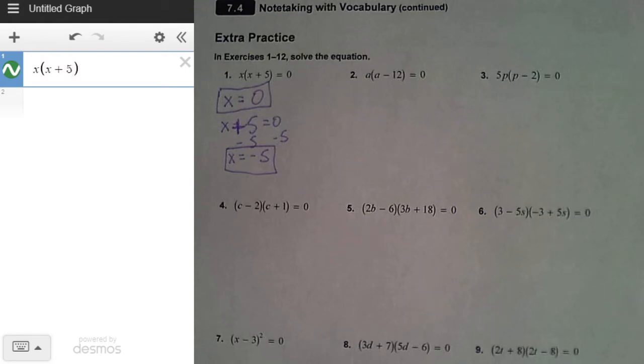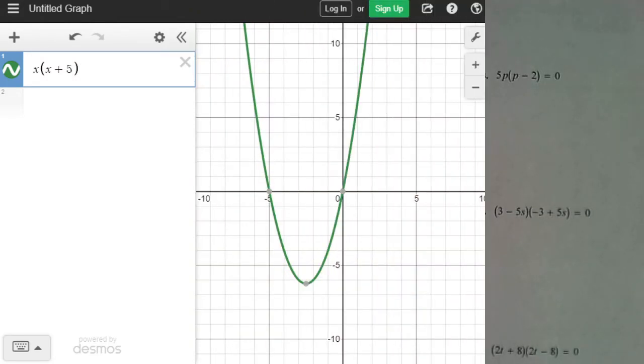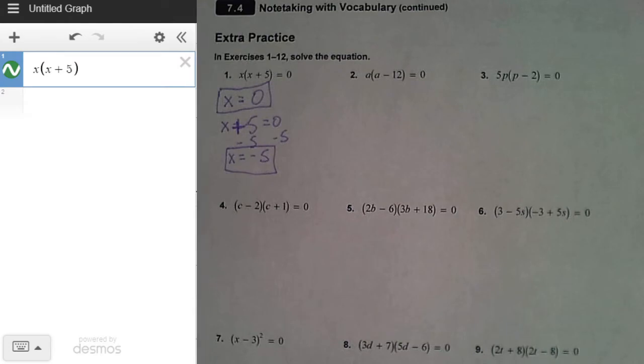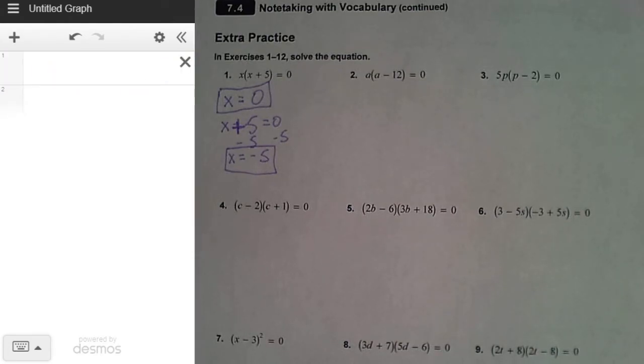Let's look at that on our Desmos. When we put in that expression, x times x plus 5, we get this graph. It crosses the x-axis when x equals negative 5 and x equals 0. That's pretty cool. Let's look at the next one.